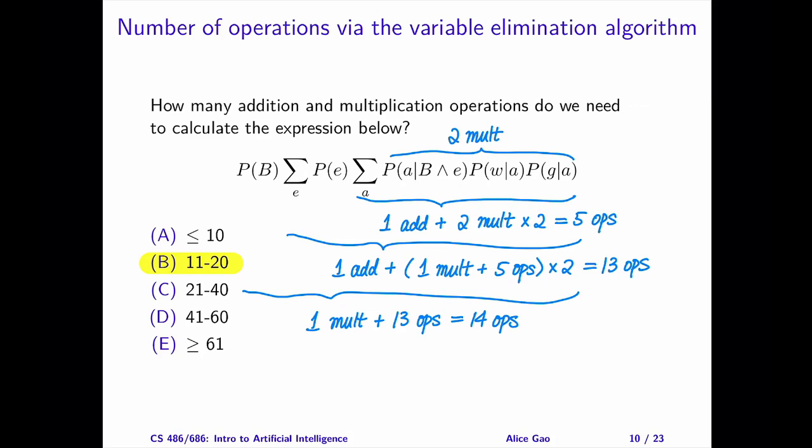Again, the exact number is not the point here. Note that by moving the summations inward to the right, we reduce the number of operations by a lot, from 47 to 14.